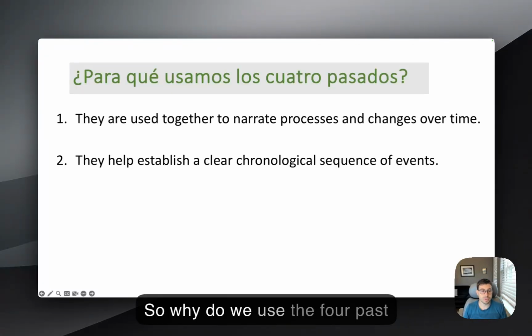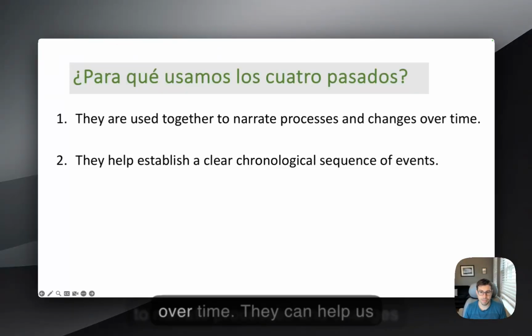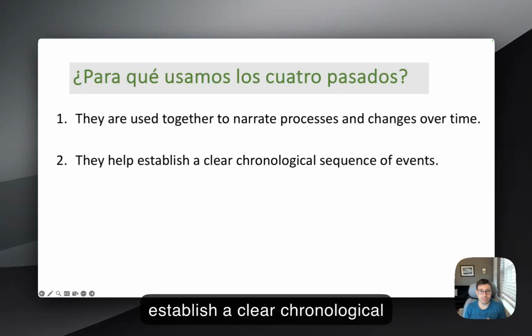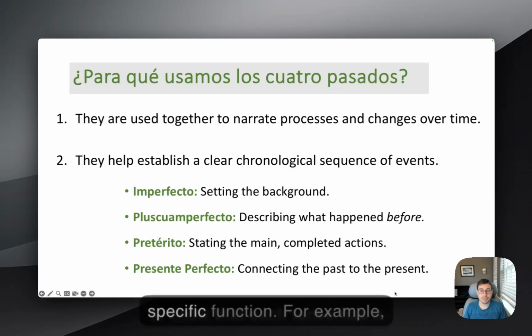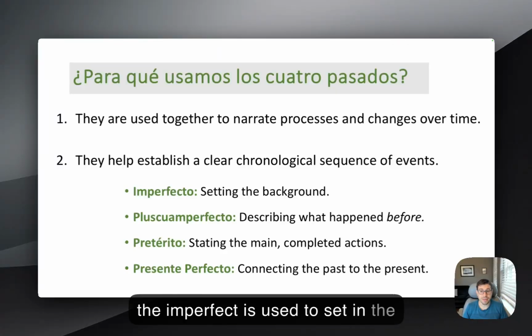So why do we use the 4 past tenses? They're used together to narrate processes and changes over time. They can help us establish a clear chronological sequence of events. And we have to know that each tense has a specific function. For example, the imperfect, it's used to set in the background.